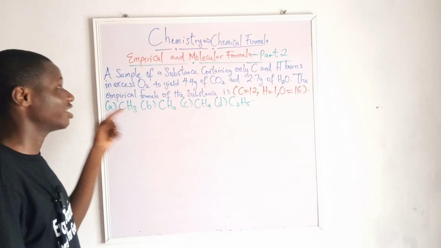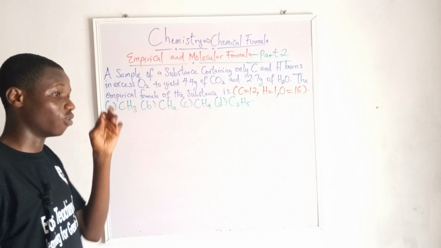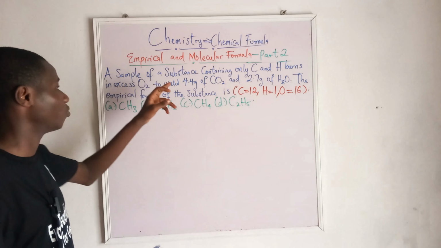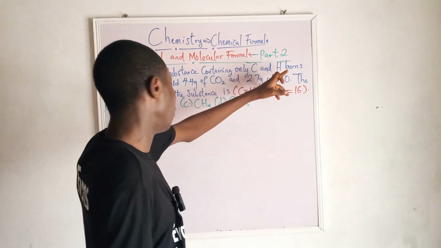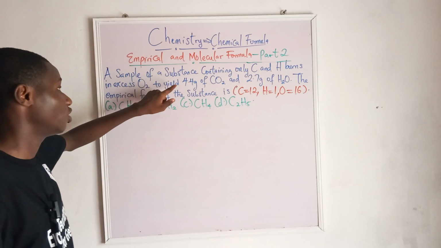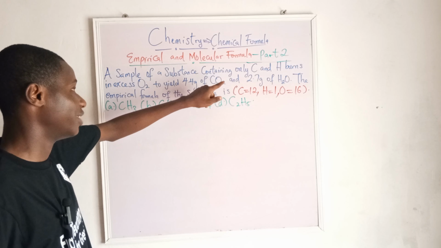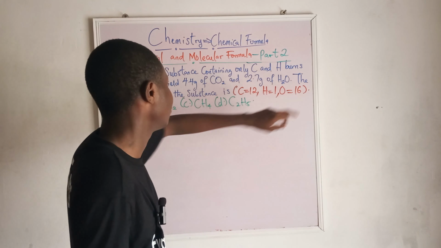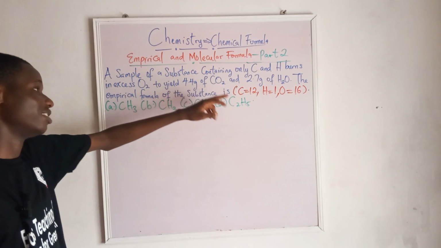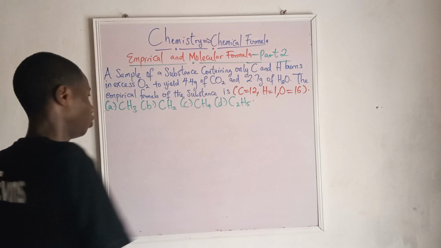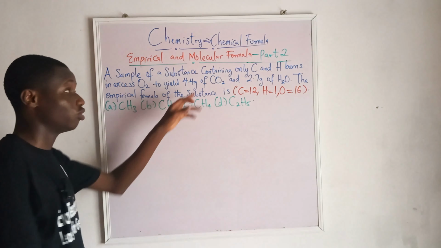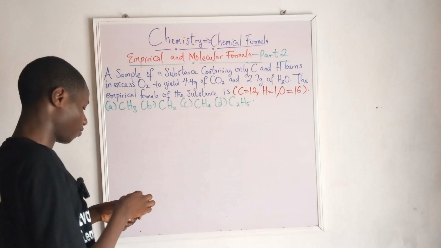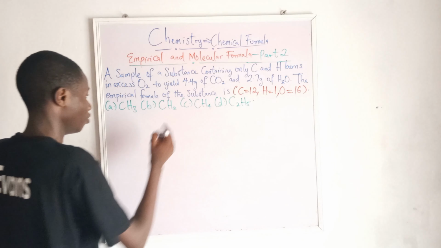Do you understand? Now, this question is actually different from the one we did. It's different from even just inputting mass. They said a sample of a substance containing only C and H burns in excess oxygen to yield 4.4 gram of carbon dioxide and 2.7 gram of water. They now said the empirical formula of the substance is, then they give us the molar mass and they give us the options. Now, whenever you see questions like this, they already said the compound contains only carbon and hydrogen. Only what? Carbon and hydrogen. So let's write our solution.